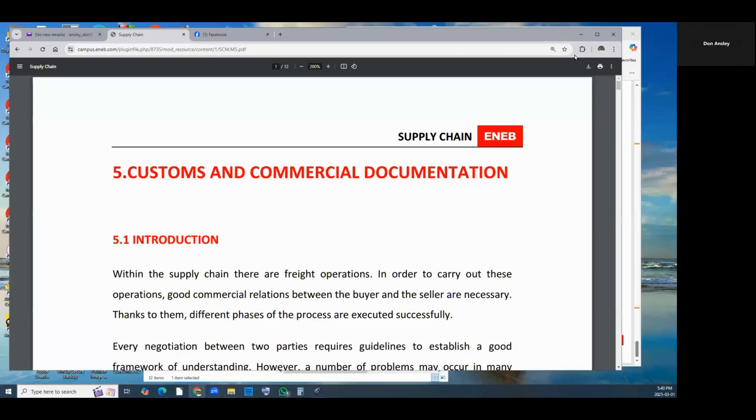Supply chain customs and commercial documentation. Introduction. Within the supply chain, there are freight operations. In order to carry out these operations, good commercial relations between the buyer and the seller are necessary. Thanks to them, different phases of the process are executed successfully.